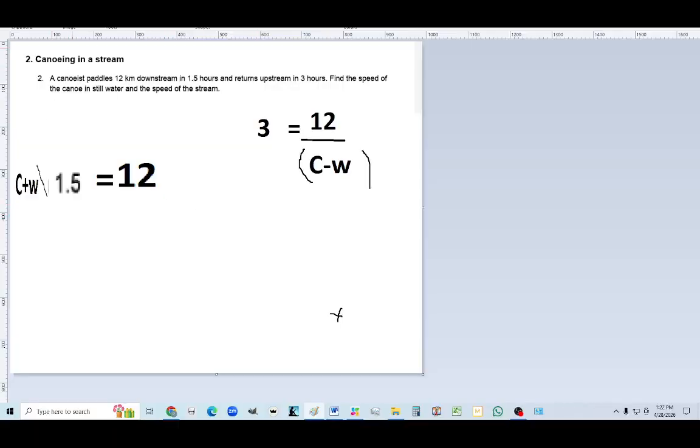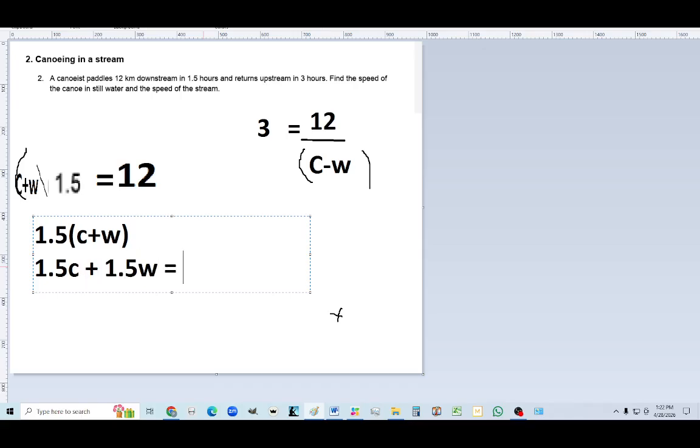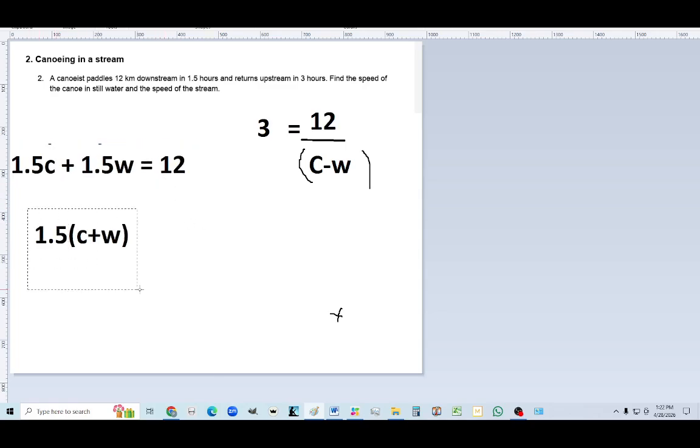And on the left, we have a different distribution, right? It's 1.5 times the bracket instead of 1. So it's a little bit harder, times C plus W. And when we FOIL or distribute, 1.5 times C, 1.5 times plus W is that, and it's equal to 12. So this is our new equation. Without a denominator, that was the point. We had to get rid of the denominator.